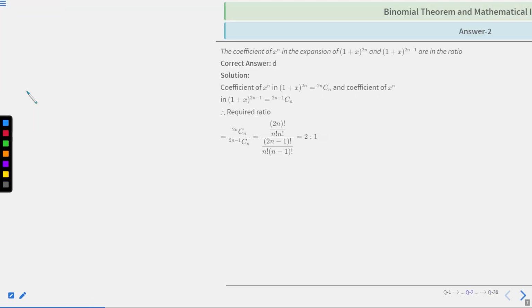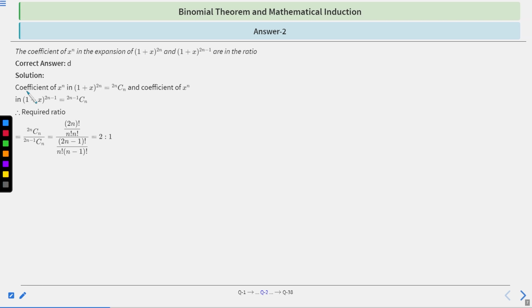Okay. So it is given that the coefficient of x to the power n in the expansion of (1 plus x) to the power 2n is, we know that, 2n cn, right? And the coefficient of x to the power n in the expansion of (1 plus x) to the power 2n minus 1 is (2n minus 1) cn. Therefore, the required ratio is basically 2n cn upon (2n minus 1) cn, right?